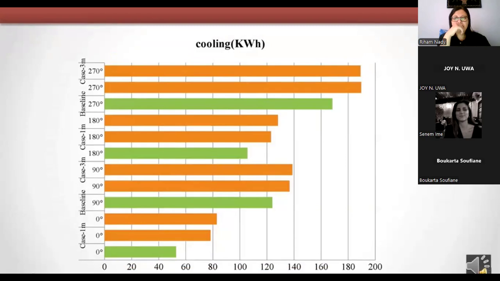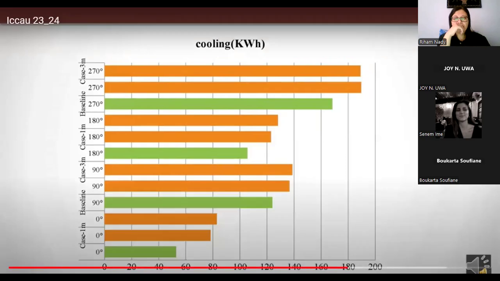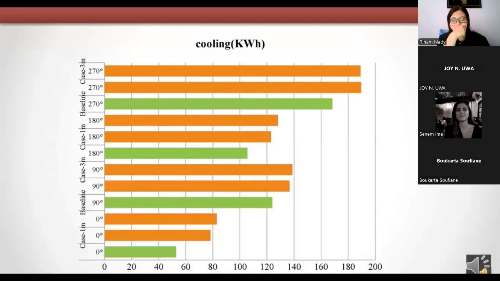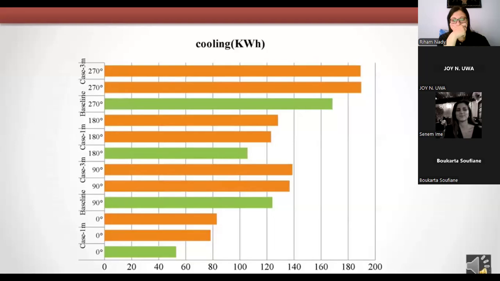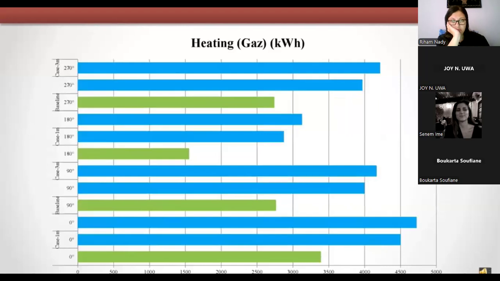depth. We can see that the baseline, without any setback, consumes only 50 kilowatt hours, and with 3 meters of depth with the west orientation, the consumption is more than 3 times greater than the north one. And exactly the same result is observed with the heating energy demand.